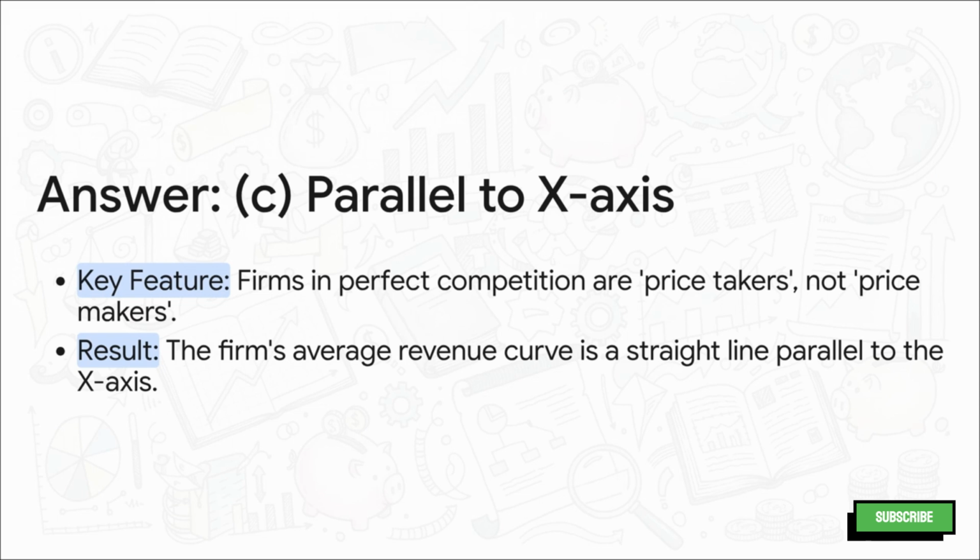In this market structure, firms are price takers, not price makers. They simply have to accept the market price, they can't change it. Therefore, the demand for the firm's product is perfectly elastic, which means its demand curve, which is also its average revenue curve, is a perfectly horizontal straight line parallel to the x-axis.